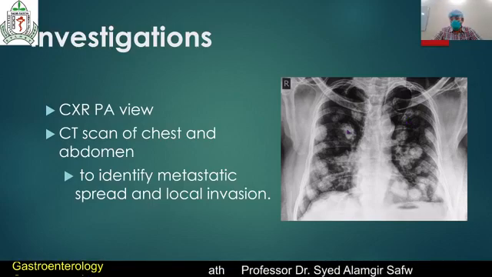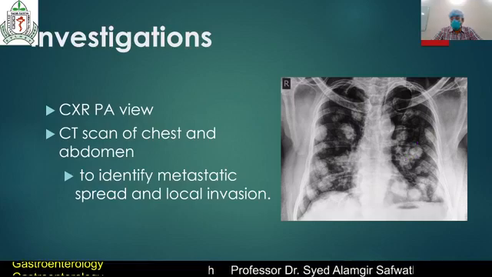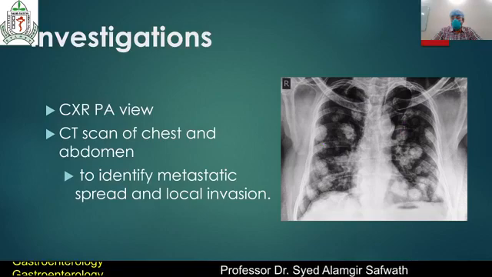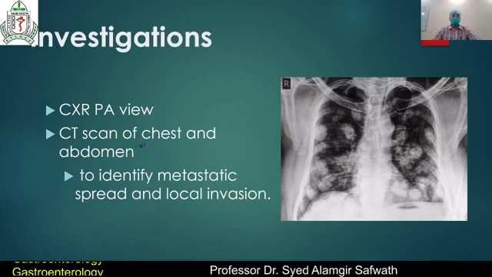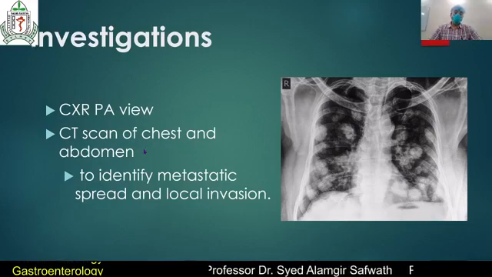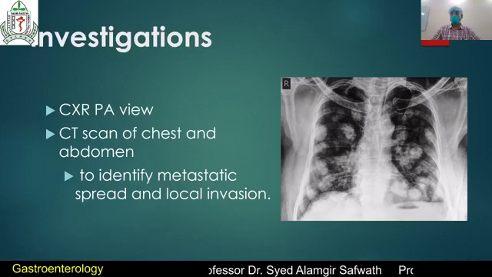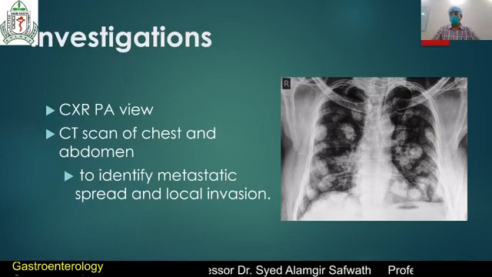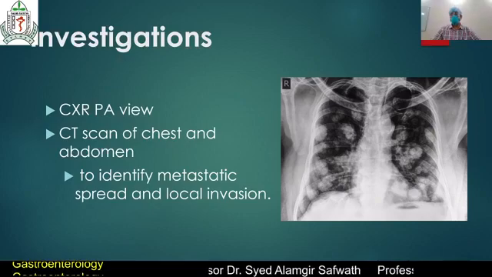In this picture, you see so many metastatic foci within both lung fields, with a cannonball appearance. So these are the metastatic foci within the lung field. Then we can also go for CT scan of the chest and abdomen because before going to the treatment of a carcinoma esophagus, staging is very important. So for the staging purpose, we want to know whether there is any metastasis in the chest or abdomen.